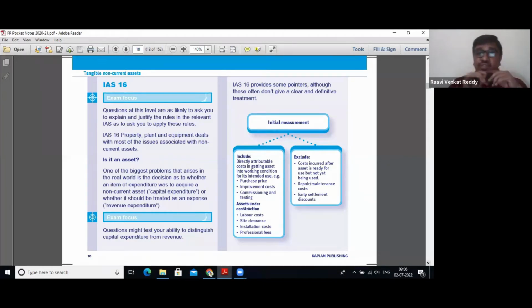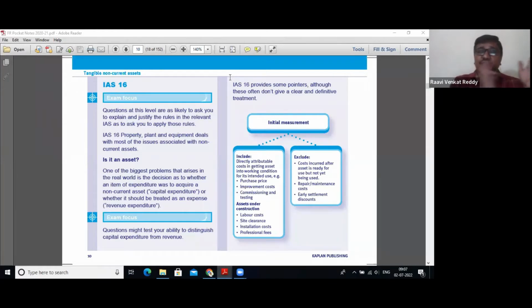When it comes to the things which are to be included, the first thing is directly attributable cost in getting the asset into the working condition for its intended use. It means whatever expenses you incur in order to get the asset ready for your production or any other operating purpose, the expenses which make the asset ready for working condition, all of those are to be included when you are measuring that non-current asset.